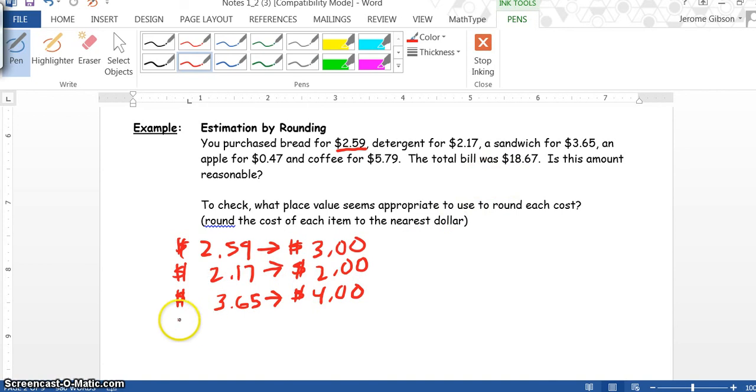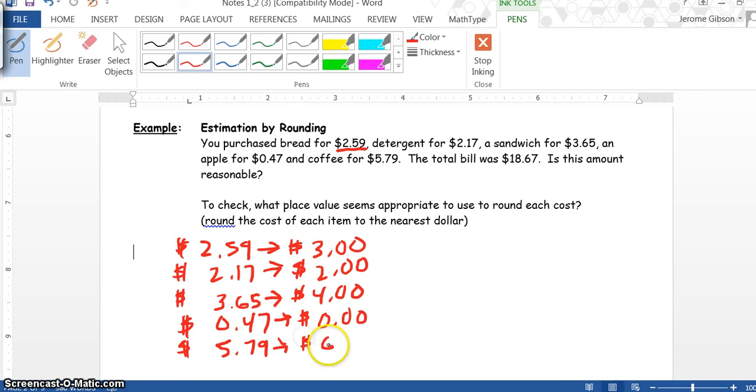We would take this 47 cents and we could just round that to $0, because we know in order to round up, this would have to be at least 50 cents. Then next, we would take this $5.79, and we would round that to $6. Now, when we add all of this up, this equals $15.